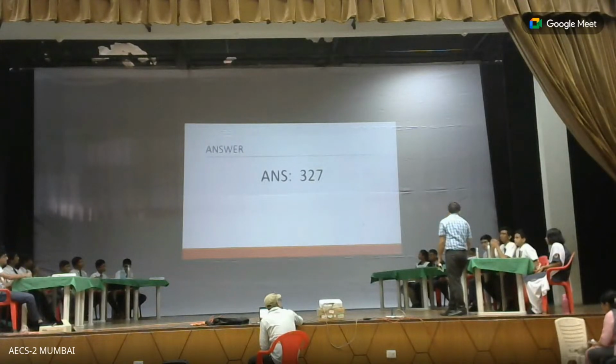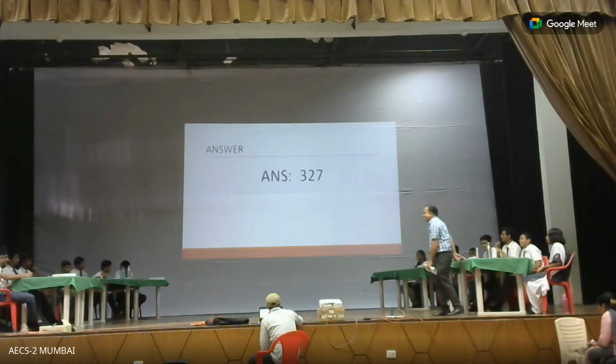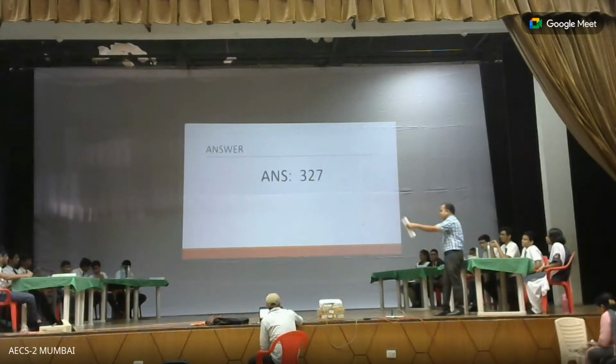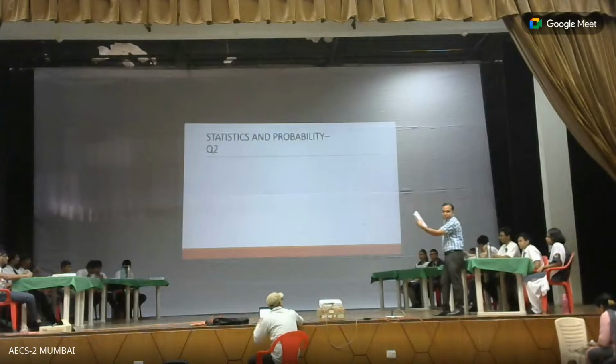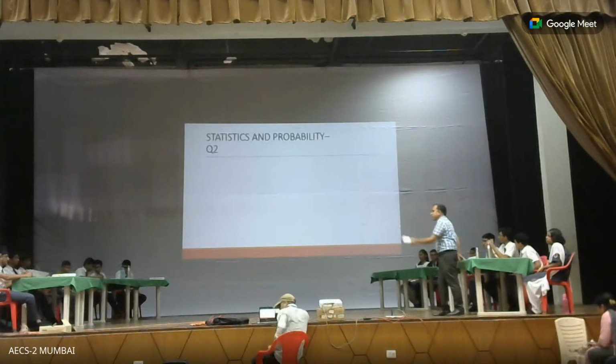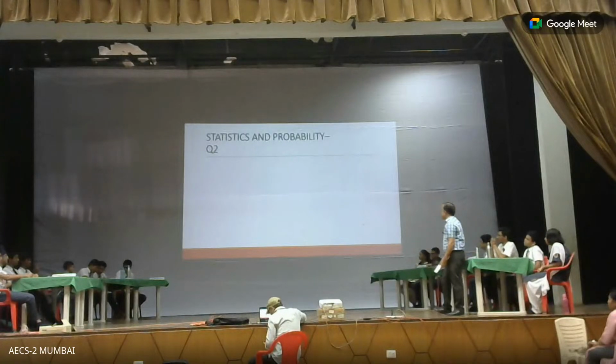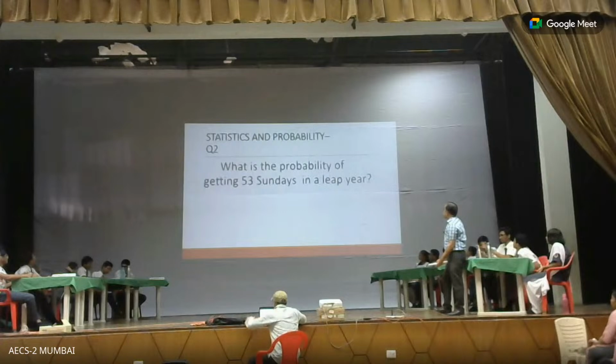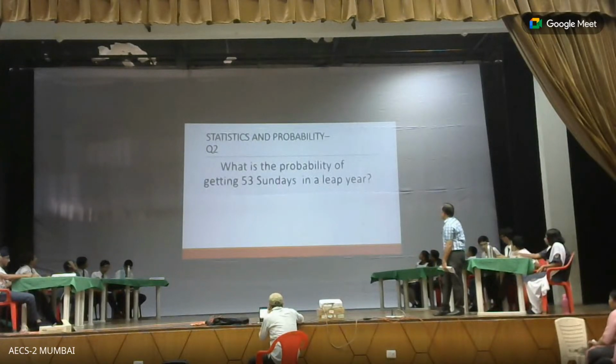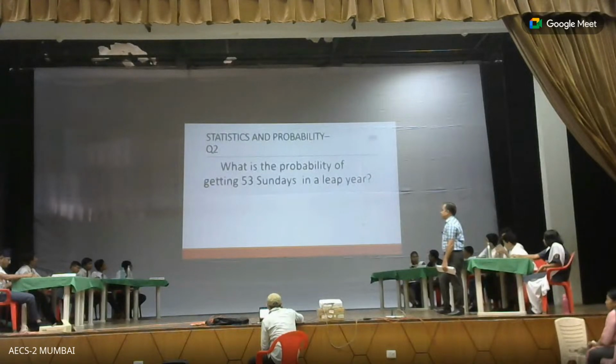Very nice. Who got the answer? All. Very nice. Let's move towards the next team. I will always move in the clockwise direction. So clockwise means the next one is Bhaskaracharya. Question number 2 is for you. Sir, the question is, what is the probability of getting 53 Sundays in a leap year? 53 Sundays. Time begins now.